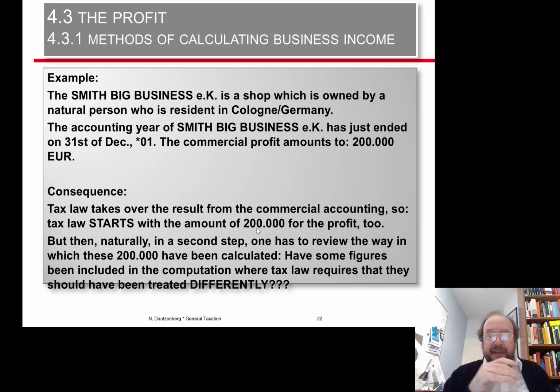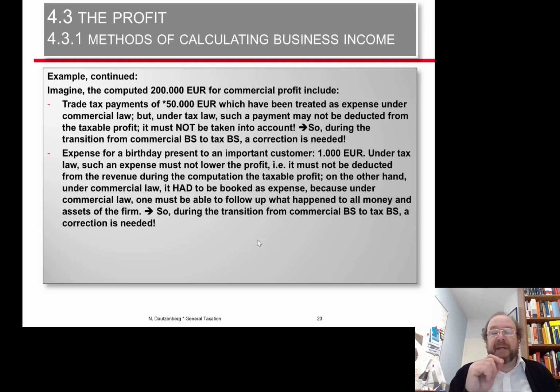And now tax law has to take that over, but we have to review everything and to find out, can it remain the same? And now imagine when we computed these 200,000 commercial profit, there were entries in the profit and loss statement for a trade tax payment, 50,000. That was treated as expense under commercial law, and that was correct under commercial law, because every time when you spend money, you must explain in the books where it went to. So you made an entry, 50,000 vanished from my bank account, and it went away for paying the trade tax.